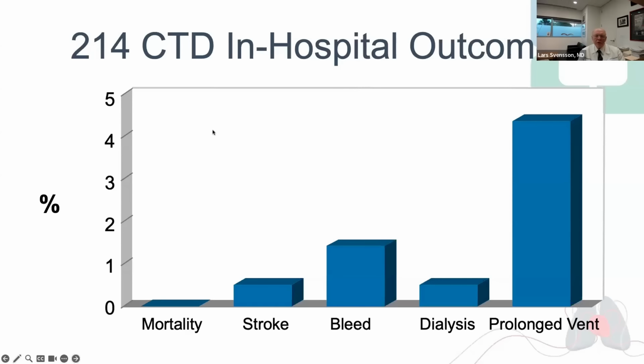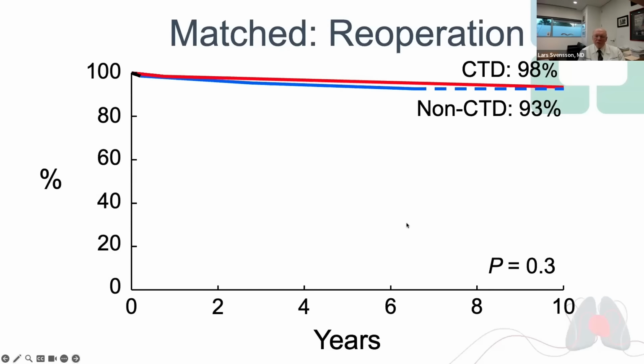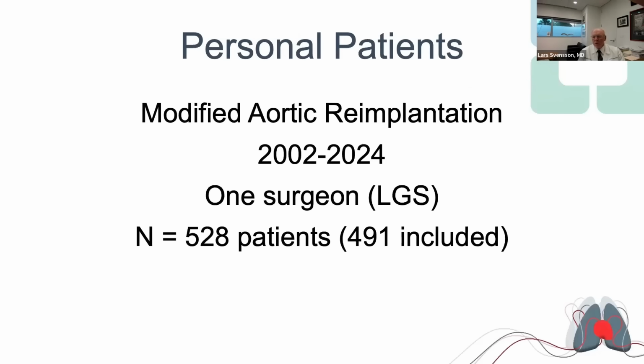And in that series, there were no operative deaths for the 214, small risk of stroke in that group of patients. So what about risk of reoperation over time? In that series, the freedom from reoperation at 10 years was essentially exactly the same, slightly better with the patients with connective tissue disorders. So really great results. The fear we had when we started doing reimplantation operations for connective tissue disorders was that the leaflets were abnormal, they'd fail over time, but that has not been the case. And so we are actually very happy with the long-term outcomes for these patients.